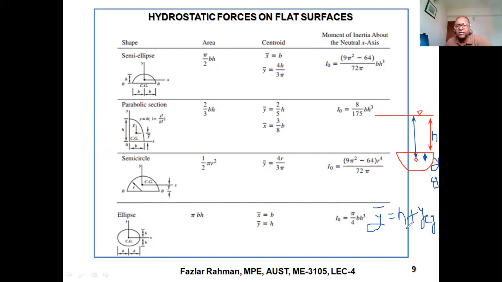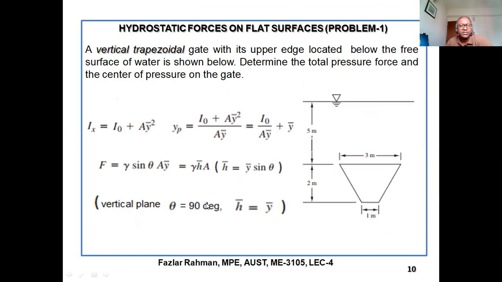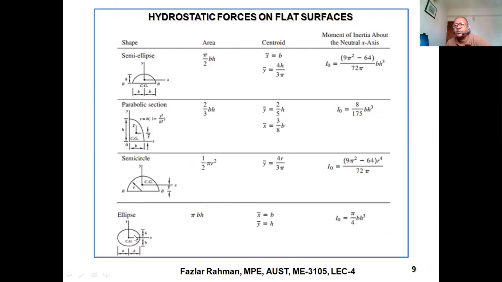Now, in the formula, we need area. We need to know the inclined angle. We need to know I naught, and we need to know y bar. So area is right over here. Now y bar value, you see from the top flat surface is y. So this YCG is actually this value. And I naught you get from here. I naught equal to this much. So it's very easy. Similarly, if I give you an elliptical surface, right over here is the formula.